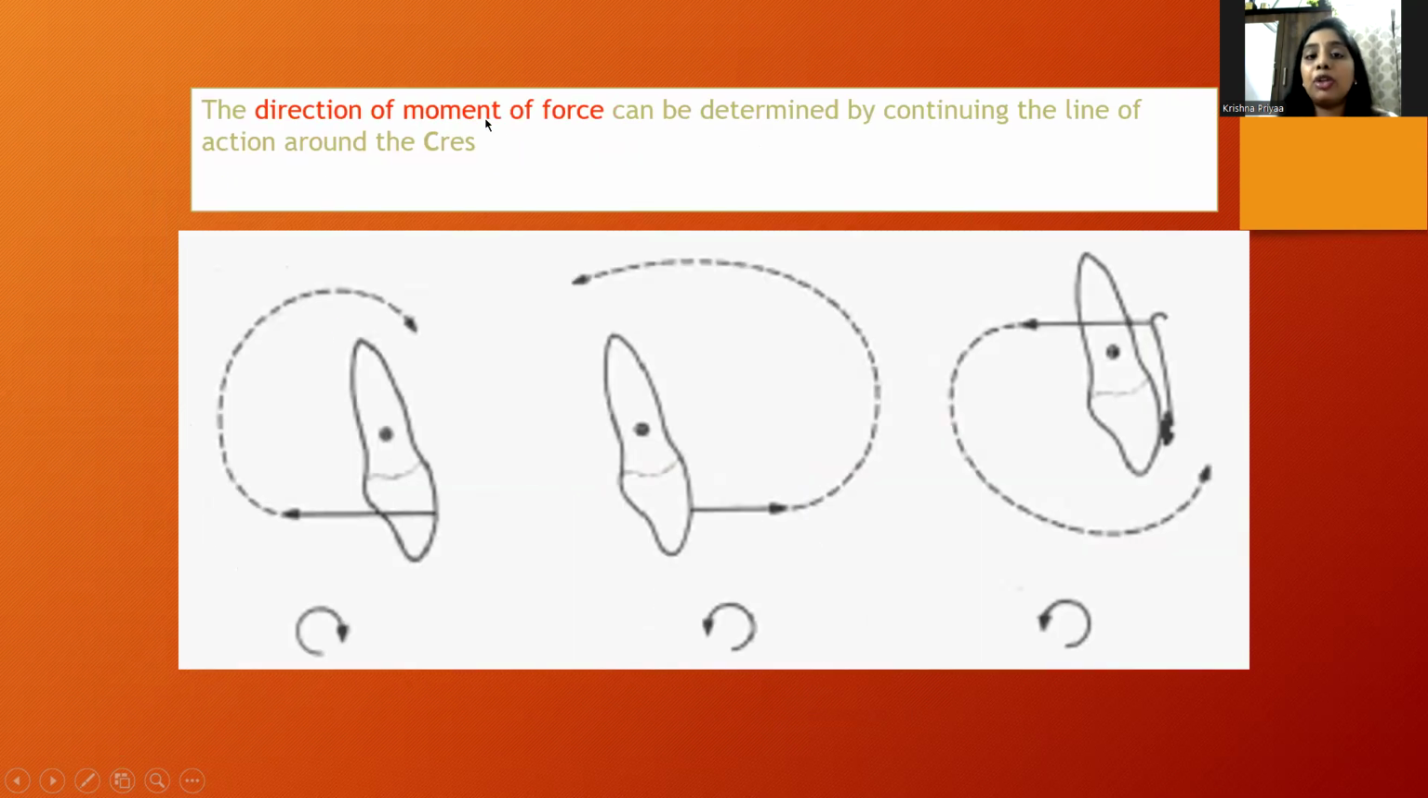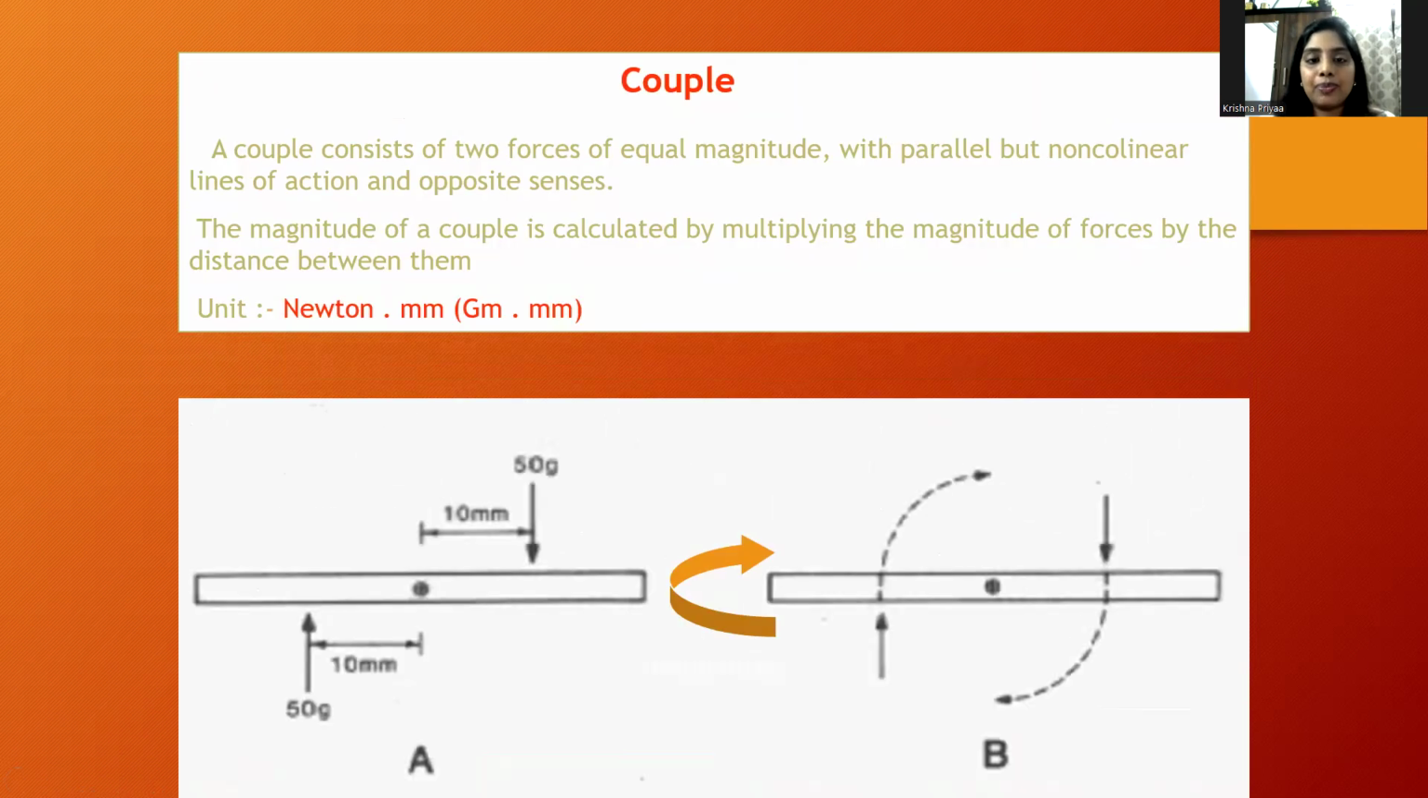So the direction of the moment of force can be determined by continuing the line of action around the center of resistance. Basically, if you give a line of direction in this manner, when you continue the line of action, it is going to give you from where the tooth is going to tip into, the direction of it. If you're going to give it from inside, it is going to go in this direction, right? So this is how we decide how the tooth is going to move when a force is given to it.